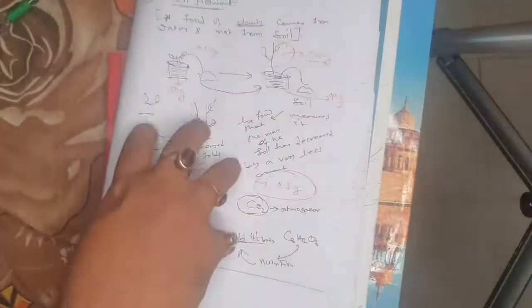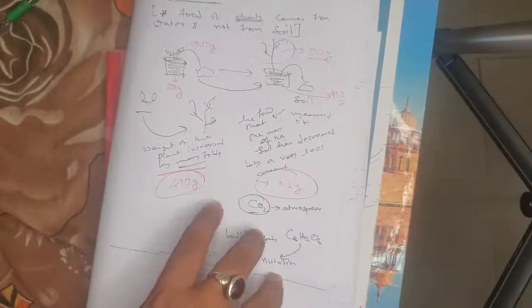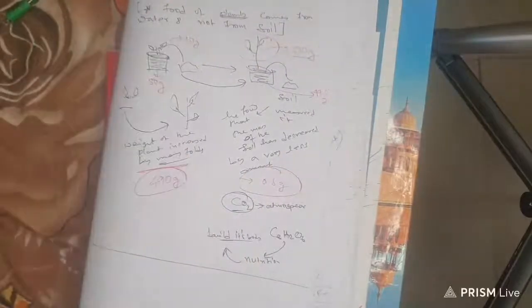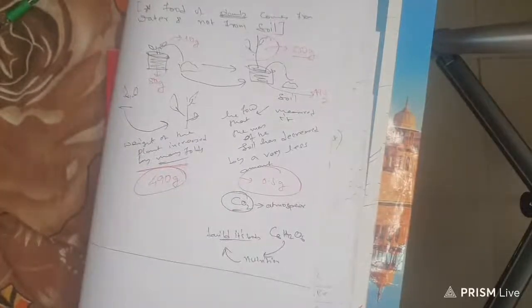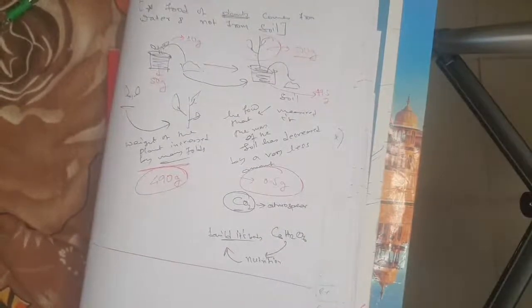Now why is it important, sir? Why is knowing his experiment important? Knowing his experiment is important because it concluded that it is not from soil. At least people came to know this conclusion, which generated the thought that if it is not from soil, then from where? So that's why it is very important to understand. Now the second experiment is by Joseph Priestley.